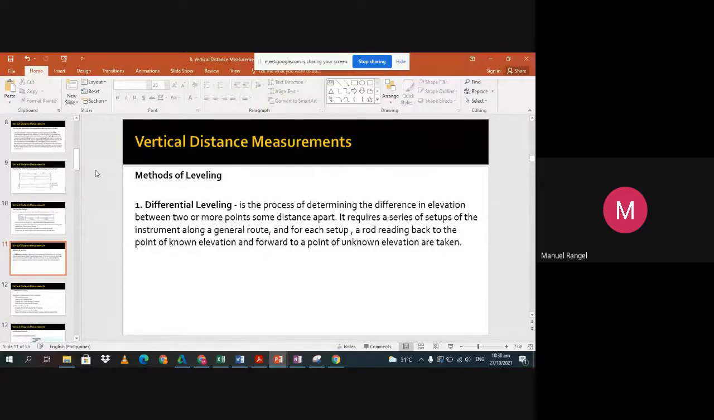Okay, so let's proceed to the next topic. In conducting leveling, we have different methods, one of which is differential leveling. Differential leveling is the process of determining the difference in elevation between two or more points some distance apart. It requires a series of setups of the instrument along a general route, and for each setup, a rod reading back to the point of known elevation and forward to a point of unknown elevation are taken.